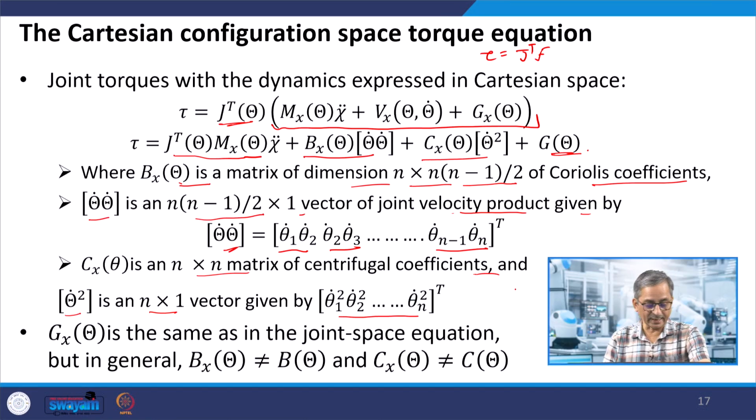Okay, in this case we can see that G_x is the same as in the joint space equation, but in general your B_x(θ) is not equal to your B(θ) and C_x(θ) is not equal to C(θ). Okay, this value corresponds to the Cartesian space and these values are from the joint space.